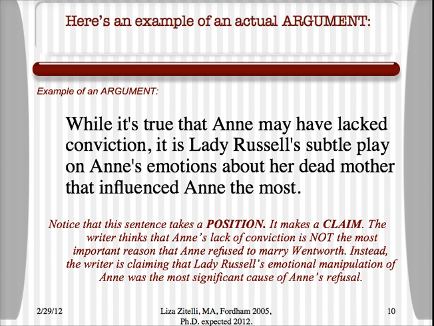Notice that this sentence takes a position. It makes a claim. The writer thinks that Anne's lack of conviction is not the most important reason that Anne refused to marry Wentworth. Instead, the writer is claiming that Lady Russell's emotional manipulation of Anne was the most significant cause of Anne's refusal.